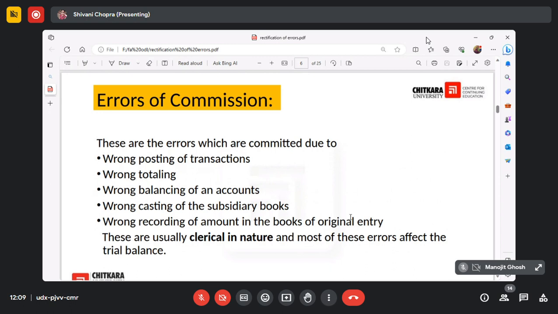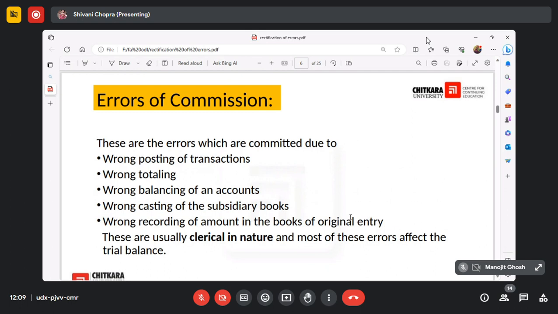Errors of commission means you committed a mistake. There is a mistake that has been committed. Now, committing a mistake can happen on different dimensions. Like you can wrongly post transactions, you can total them wrongly, you can balance the wrong balance of account, or wrong casting of subsidiary books.